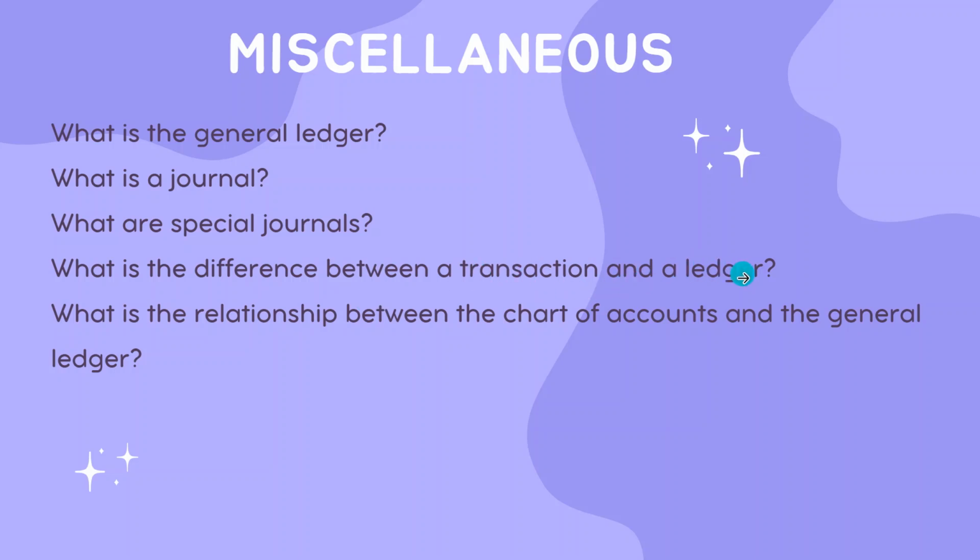What is the difference between a transaction and a ledger? Transaction is recorded in your journal, right? Your ledger is where you post the transactions into the general ledger. You also post to your subsidiary ledgers for your accounts payable and your accounts receivable ledger that you learned. What is the relationship between the chart of accounts and the general ledger? The general ledger lists all of the accounts from the chart of accounts. Chart of accounts has everything listed there.